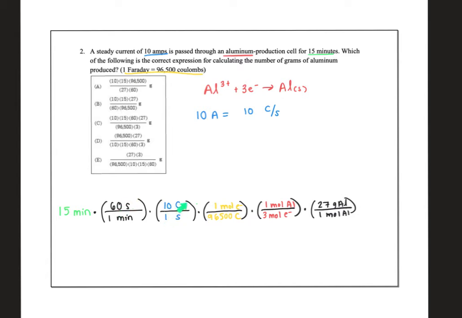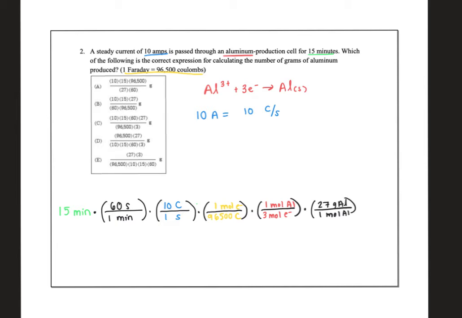Now we want to go from coulombs to moles of electrons, and we know that 96,500 coulombs is 1 mole of electrons. They told me about the coulombs up here. You have this on your formula sheet, that it's coulombs per mole of electrons. So again, the coulombs cancel, and we have 1 mole of electrons, but this particular half reaction is not 1 mole of electrons. It has 3. So for every 3 moles of electrons, we will make 1 mole of solid aluminum, and then 1 mole of aluminum has the mass of 27.